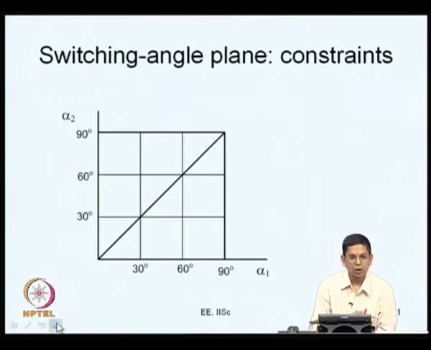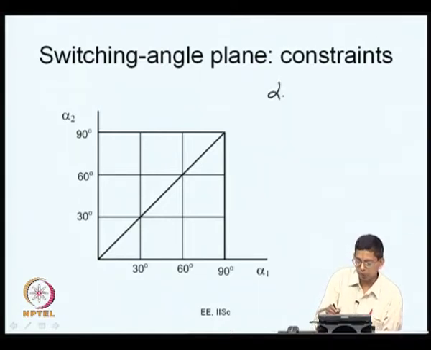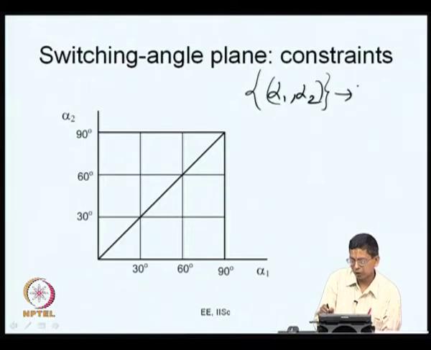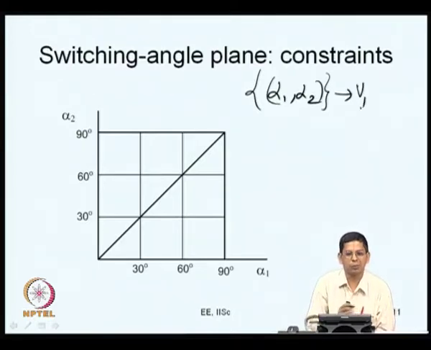Now, to study this waveform, we can look at the switching plane. Why do we want to look at the switching plane? Different pairs of alpha 1 and alpha 2 can lead to the same fundamental voltage. Let us say we want a particular fundamental voltage. That particular fundamental voltage is obtainable through several pairs of alpha 1 and alpha 2. One thing we can first understand is the set of all pairs of alpha 1, alpha 2 that lead to a particular fundamental voltage, say 0.8 per unit or 0.5 per unit or whatever. This is of interest to us.